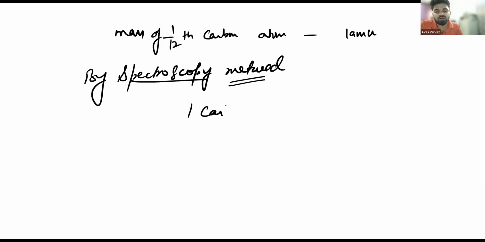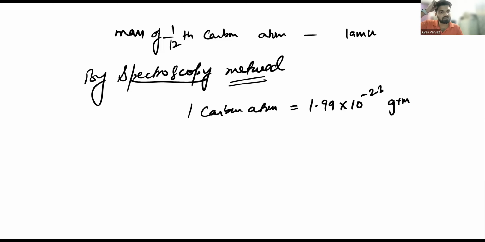The mass of one carbon atom in grams was equal to 1.99 times 10 to the power minus 23 grams. Let me check one more time. Yes, sir, I wrote it. Wait a minute. Yes, it is 1.99 times 10 to the power minus 23.